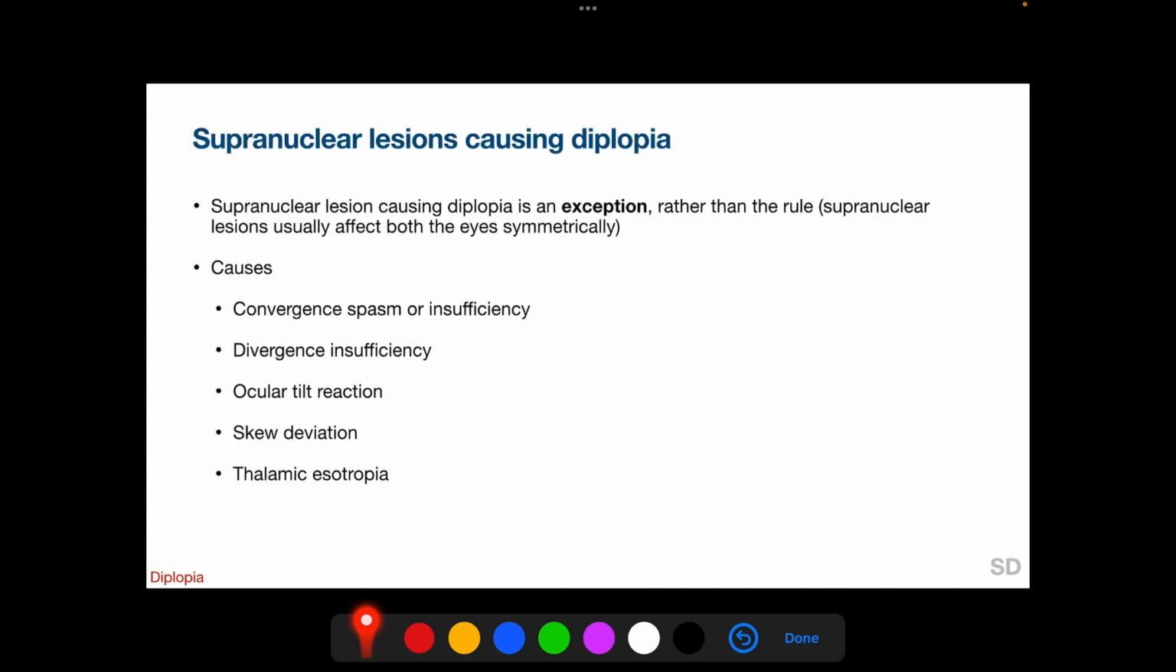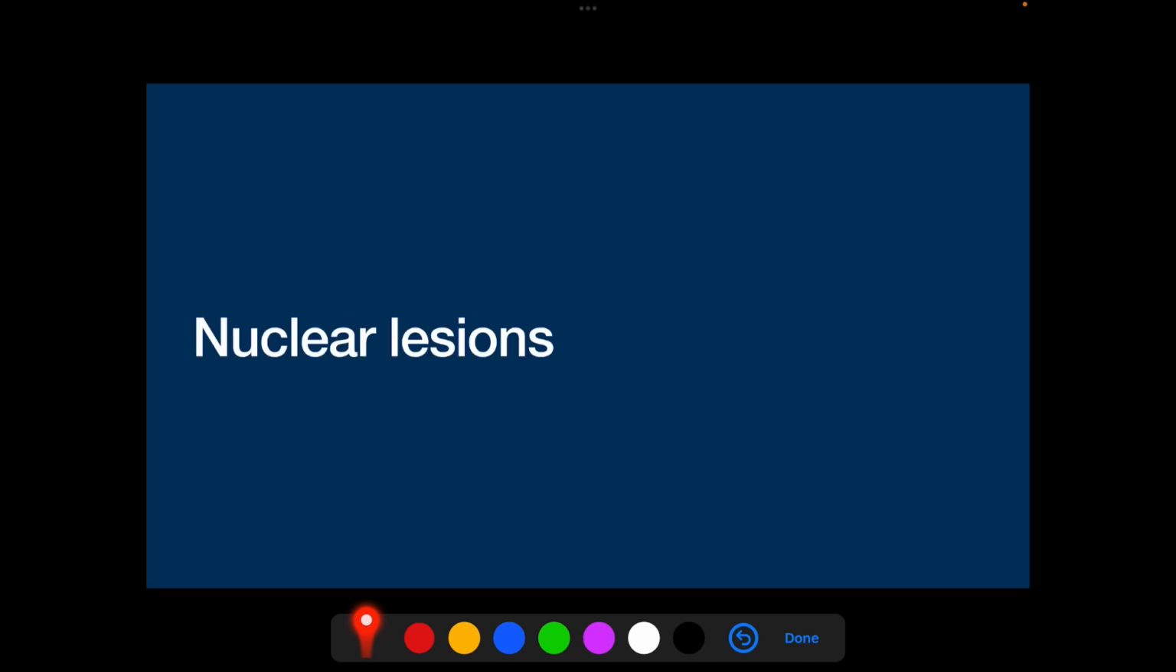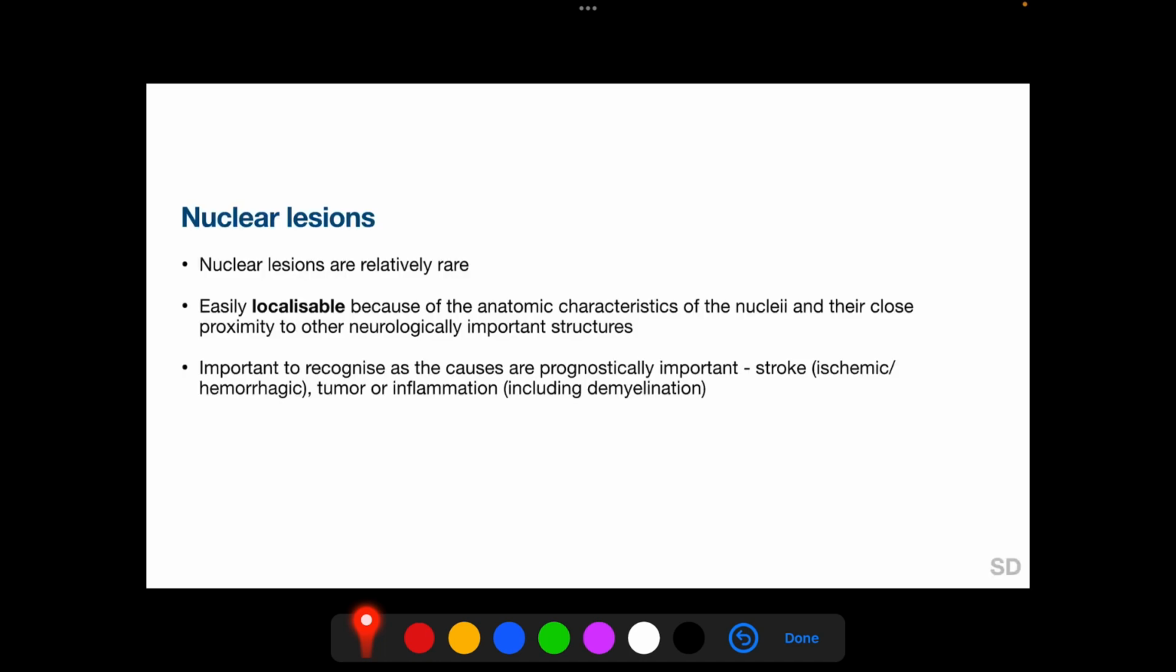As a general dictum, supranuclear lesions affect both eyes symmetrically, and the patient does not perceive diplopia or double vision. However, certain supranuclear lesions do cause diplopia, and these include convergence spasm or insufficiency, divergence insufficiency, ocular tilt reaction, skew deviation, and thalamic esotropia. And we will be discussing these entities in a little more detail when we discuss supranuclear disorders of eye movements. So, starting with nuclear lesions.